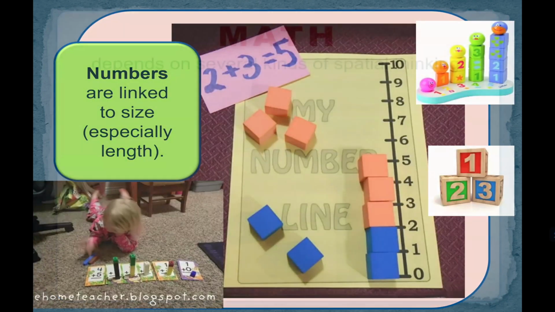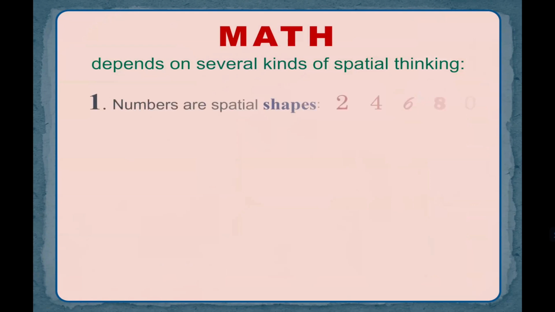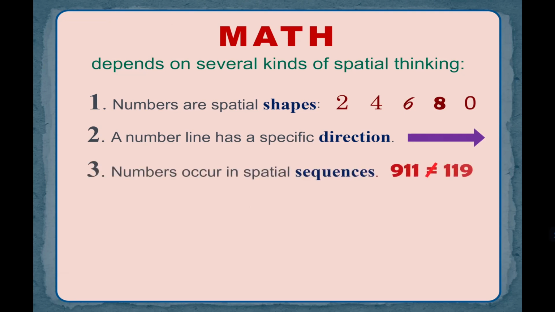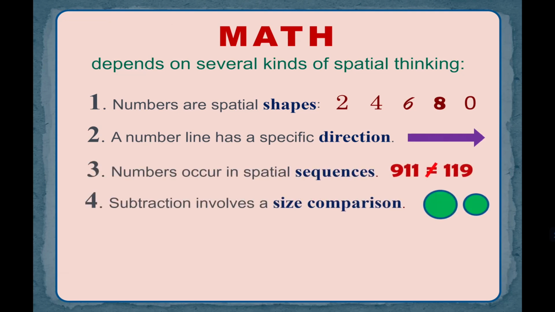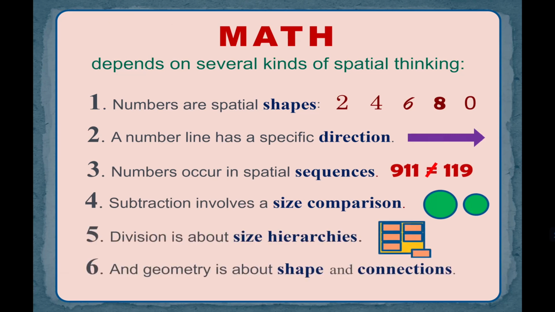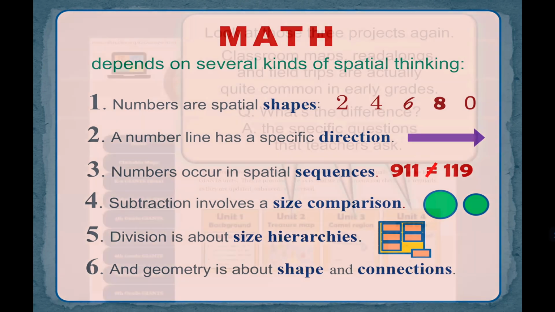And I've got another poster for the same thing about mathematics. Numbers are spatial shapes. The number line goes in a specific direction. So if you've got a lesson about direction in the classroom, it's going to help them remember what the number line is about. Numbers occur in a particular spatial sequence. Subtraction is a size comparison. Division is a size hierarchy. And geometry is all about shape and about connections. And again, what I put in bold are processed through separate brain networks in parallel.